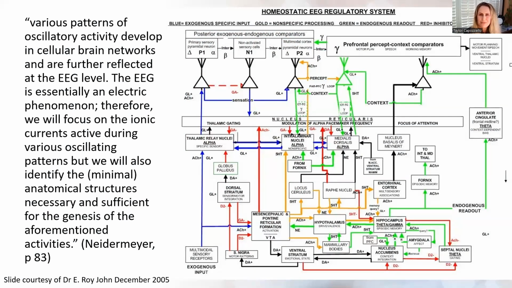You might have seen this before. If not, it is a really good slide, and it goes over all the different neurotransmitters and areas of the brain that are involved. So when we look deeper at this, it really tells us everything. And while you're taking a look at this, I'm going to read a quote from Niedermeyer. So various patterns of the oscillatory activity develop in cellular brain networks and are further reflected at the EEG level. The EEG is essentially an electric phenomenon. Therefore, we're going to focus on the ionic currents active during various oscillating patterns, but we're also going to identify the minimal anatomical structures necessary and sufficient for the genesis of the aforementioned activities.